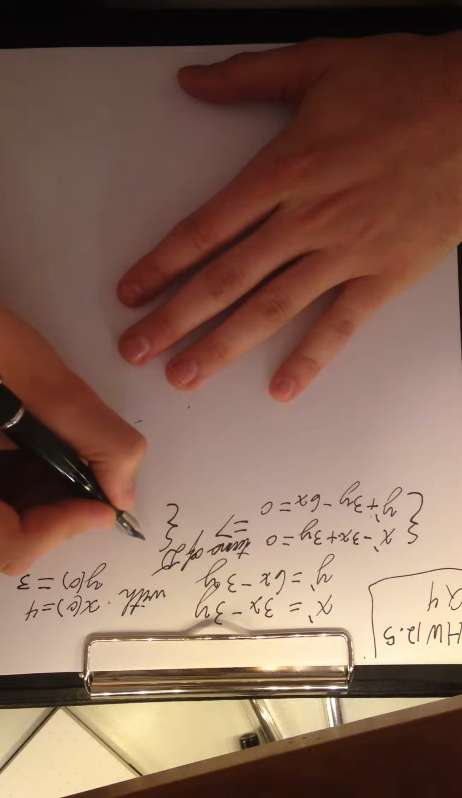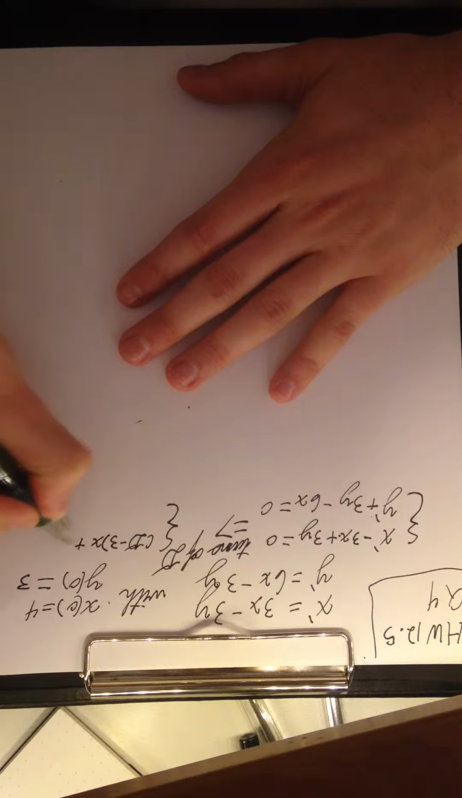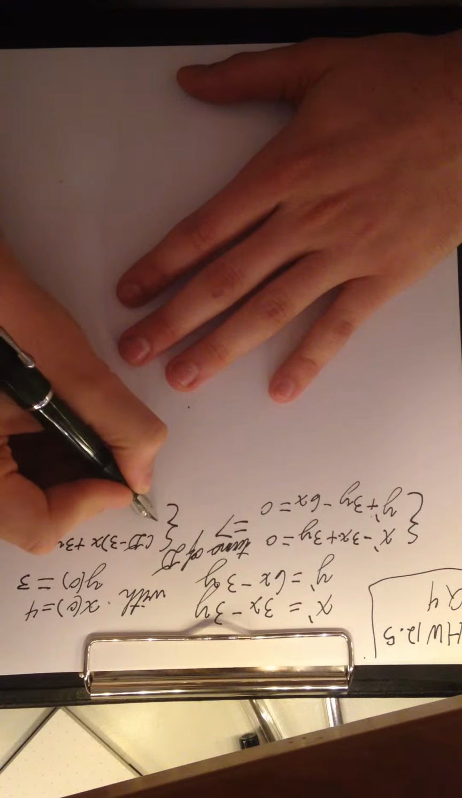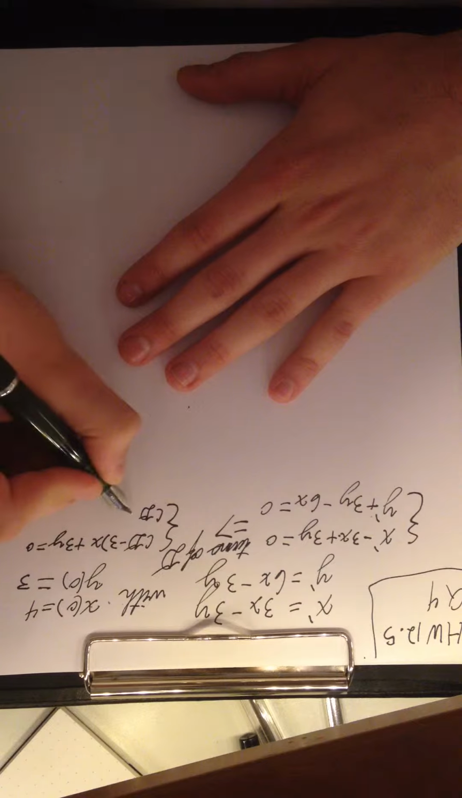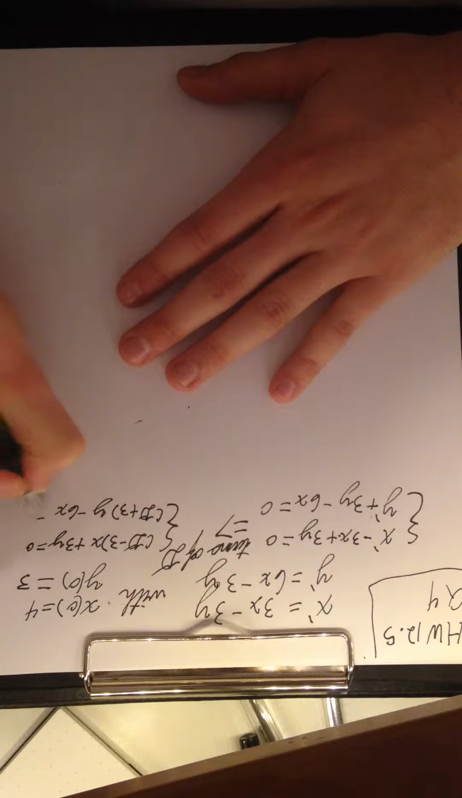So when you put them in terms of D, you'll get (D - 3)x + 3y = 0, and (D + 3)y - 6x = 0.